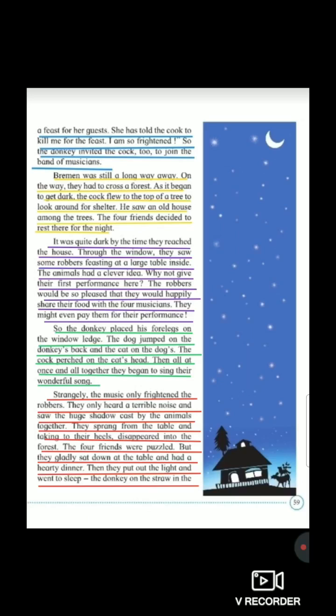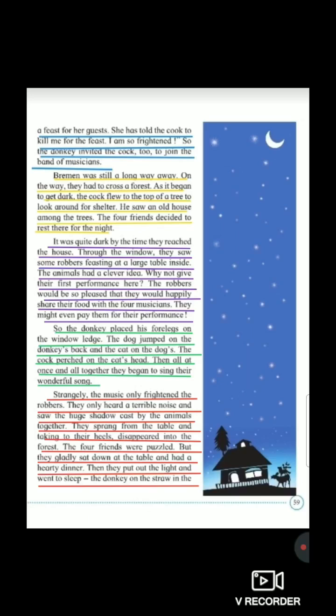Strangely, the music only frightened the robbers. They only heard a terrible noise and saw the huge shadow cast by the animals together. They sprang from the table and, taking to their heels, disappeared into the forest. The 4 friends were puzzled, but they gladly sat down at the table and had a hearty dinner. Then they put out the light and went to sleep. The donkey on the straw in the yard. Students, this paragraph will be continued in the next page.